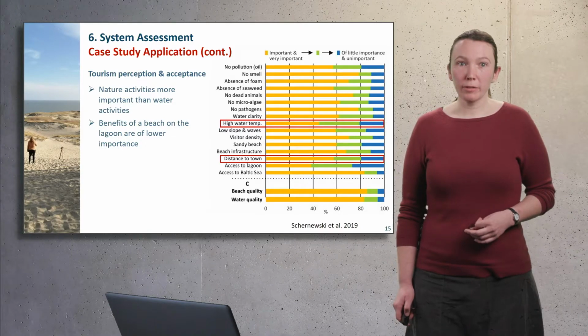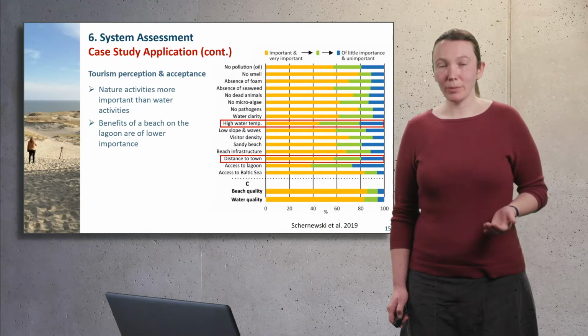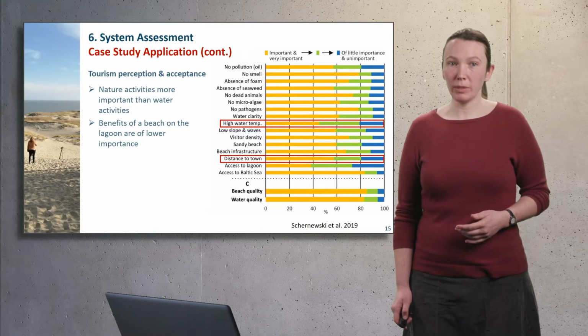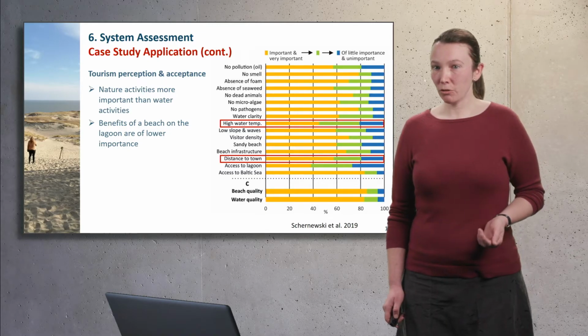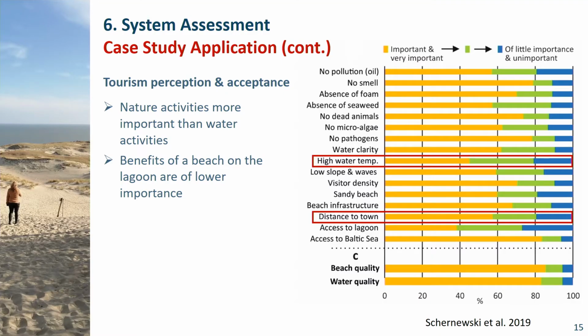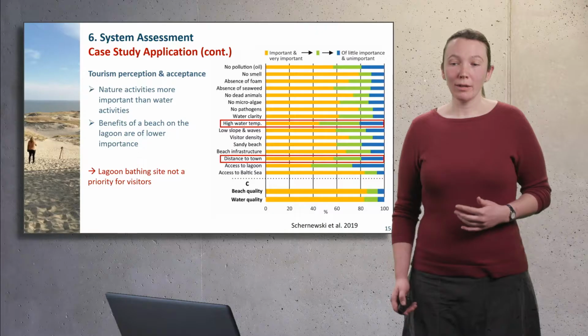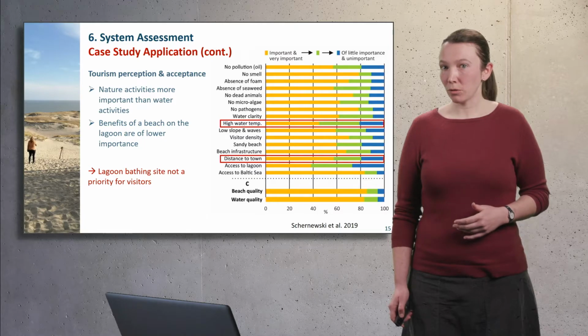The survey also showed that the benefits that a beach in the lagoon site would have are not the main factors why people choose a beach site. So this would mean the higher water temperatures or the shorter distance to town. Instead, factors like no smell or the absence of dead animals and pathogens are much more important for visitors when choosing a beach location. So the results of the survey showed that from a visitor point of view, a lagoon bathing site would actually not be the first priority.